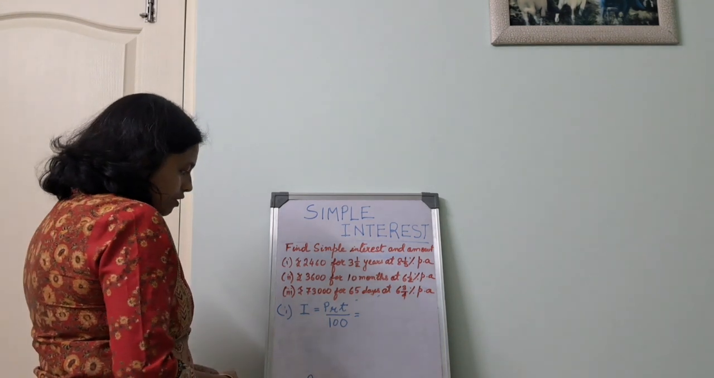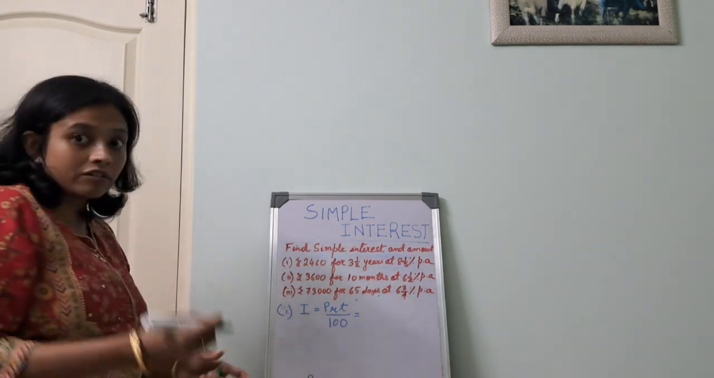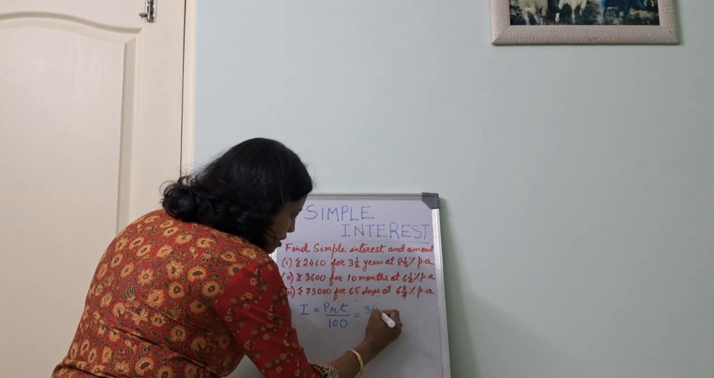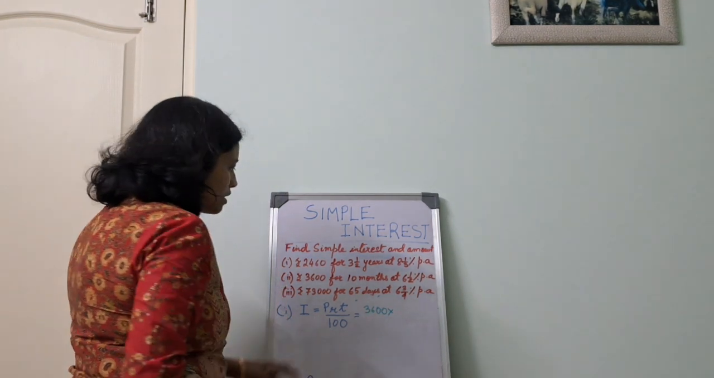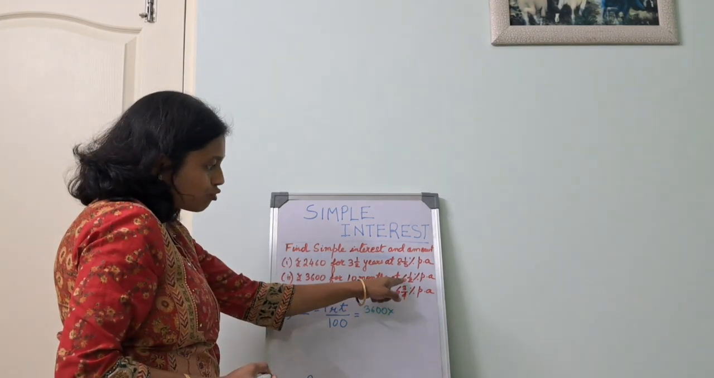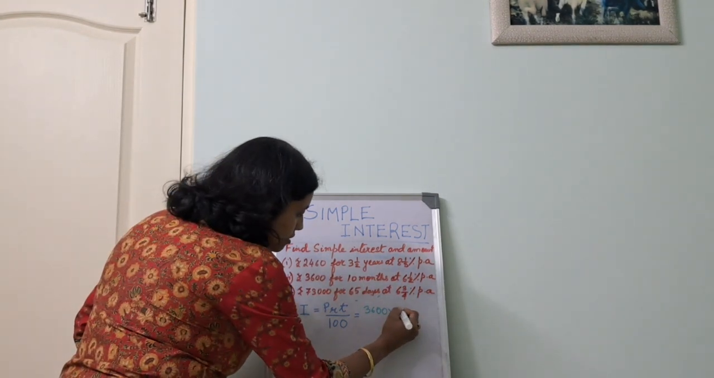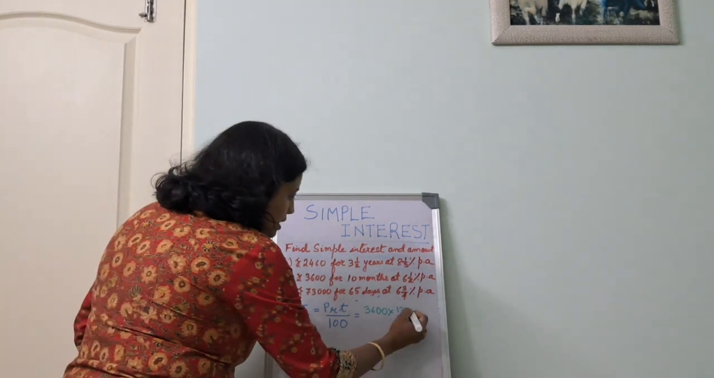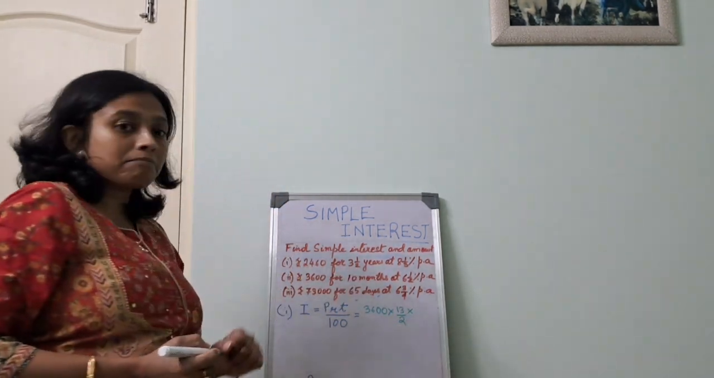Okay, so let's start. Let me use a green pen next. So P is 3600, R is 6.5. So that means 6 into 2, 12, 12 plus 1, 13, 13 by 2. Time period is 10 months.